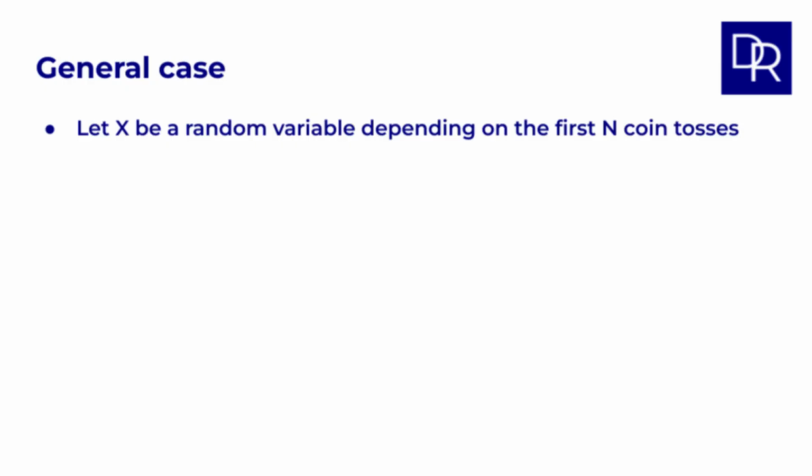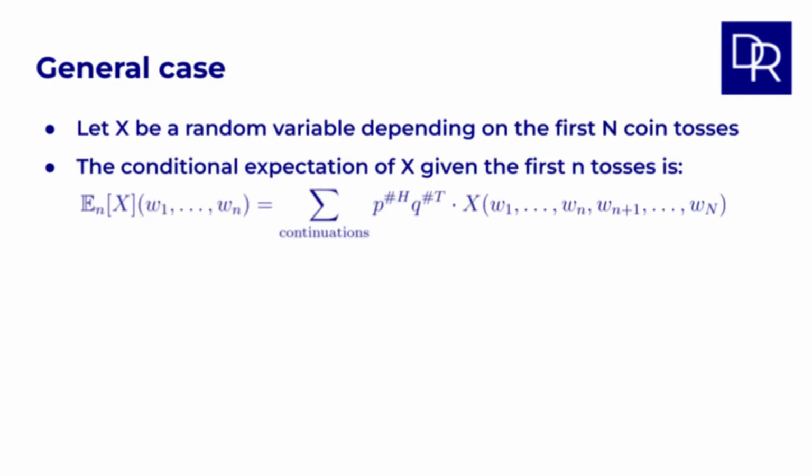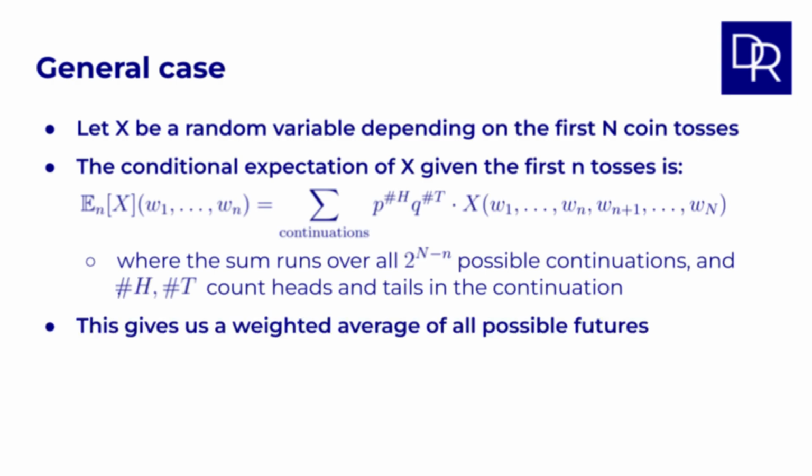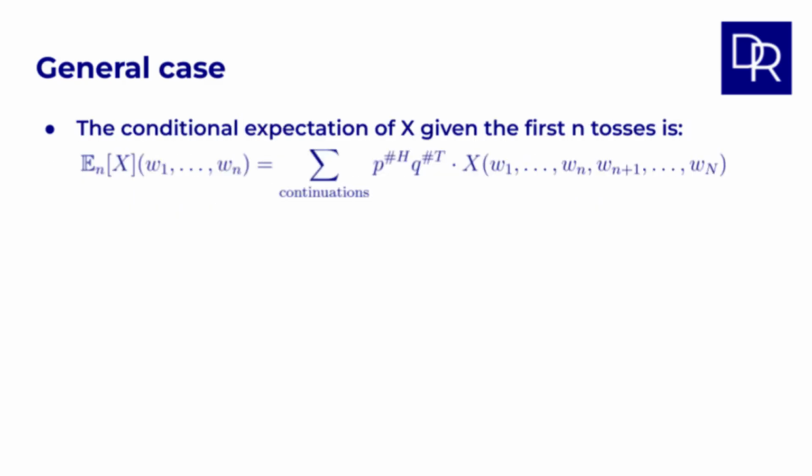Let's generalize. Let X be a random variable depending on the first big N coin tosses. So big N is the total number of coin tosses in this experiment. Then the conditional expectation of X, given the first n tosses, is as written here, where the sum runs over all 2 to the power of big N minus little n possible continuations, and h and t count heads and tails in the continuation. This gives us a weighted average of all possible futures based on what we know at time n.